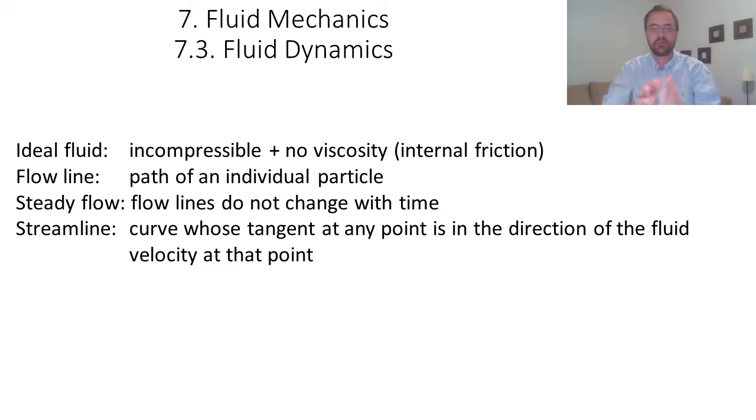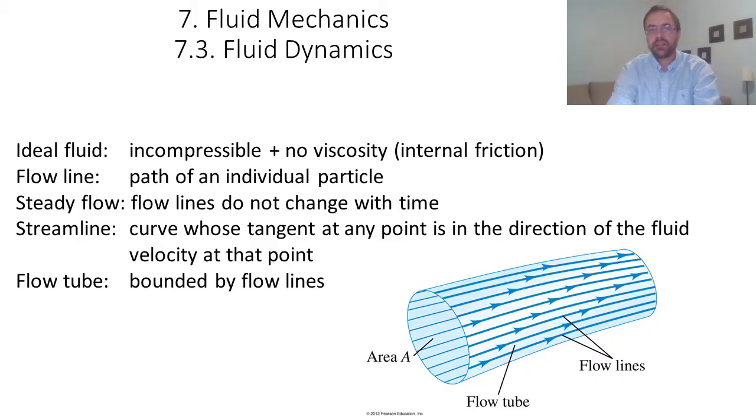Now, because in this class we only consider steady flow, then streamlines and flow lines are always going to be the same for us. A flow tube is a tube that is bounded by flow lines, and it is something that we will use because when the flow is steady, then all the particles in the tube move inside the tube.